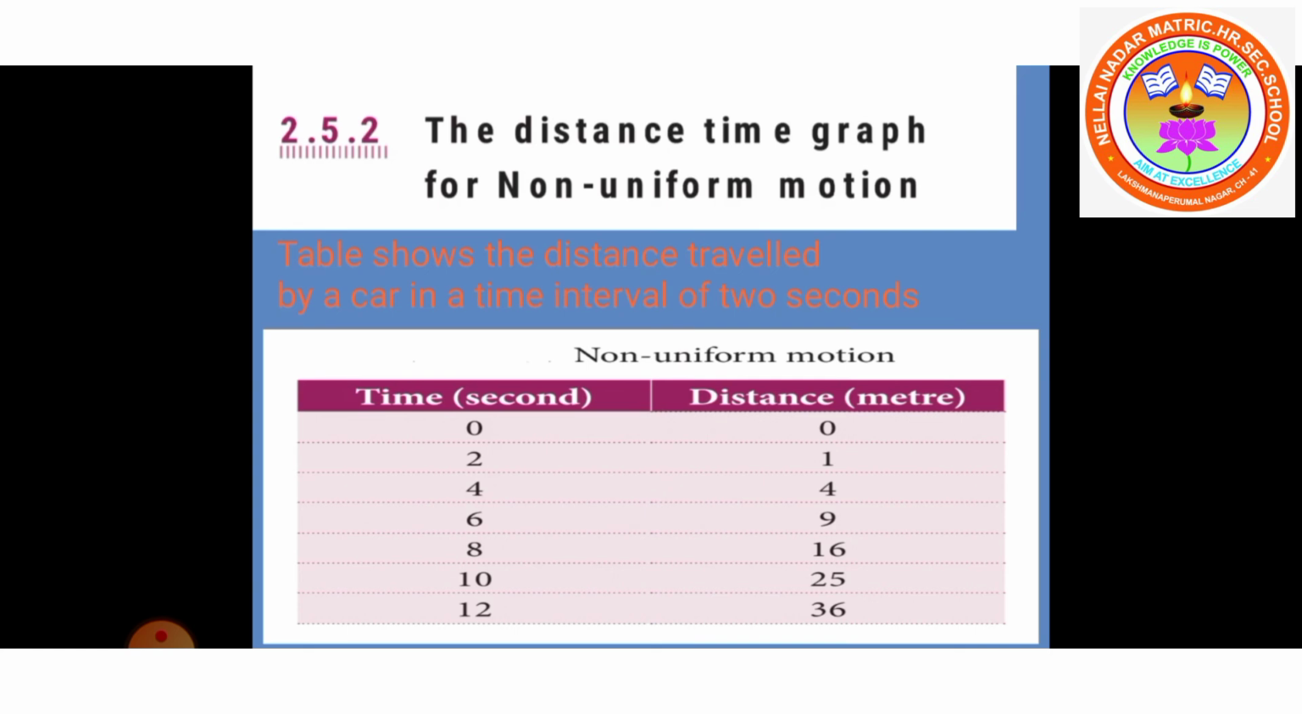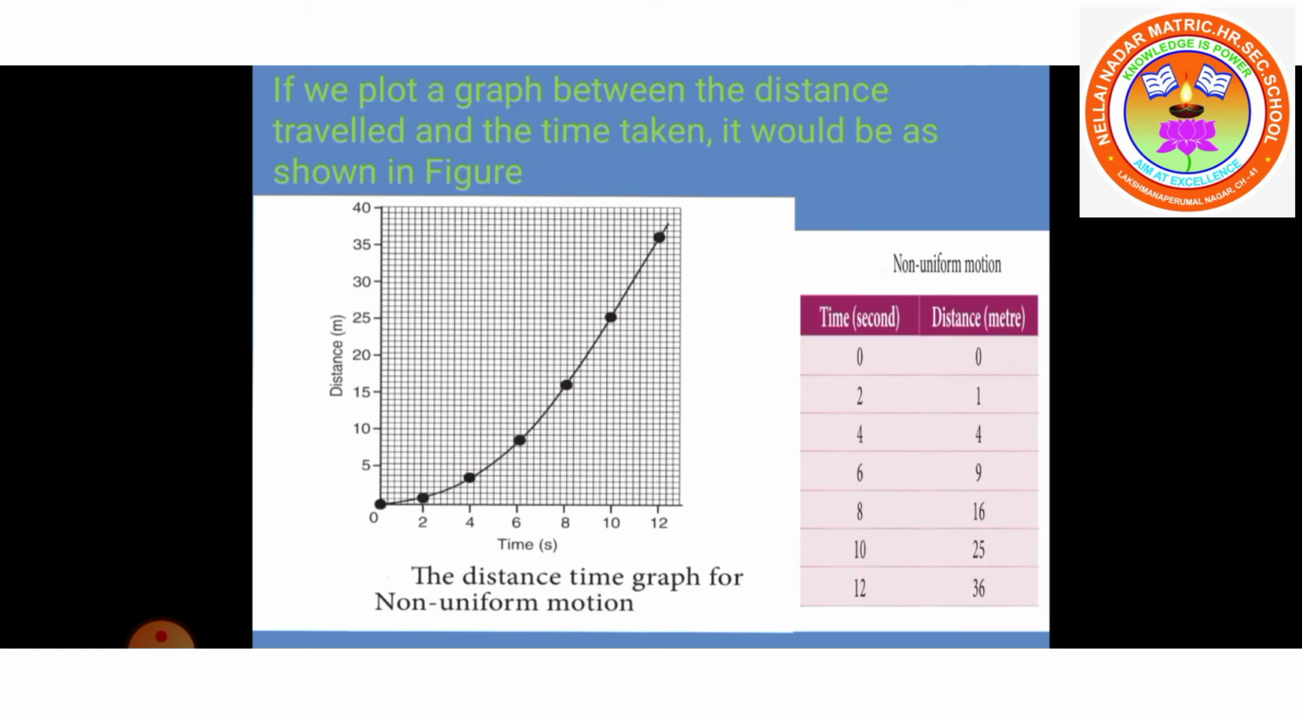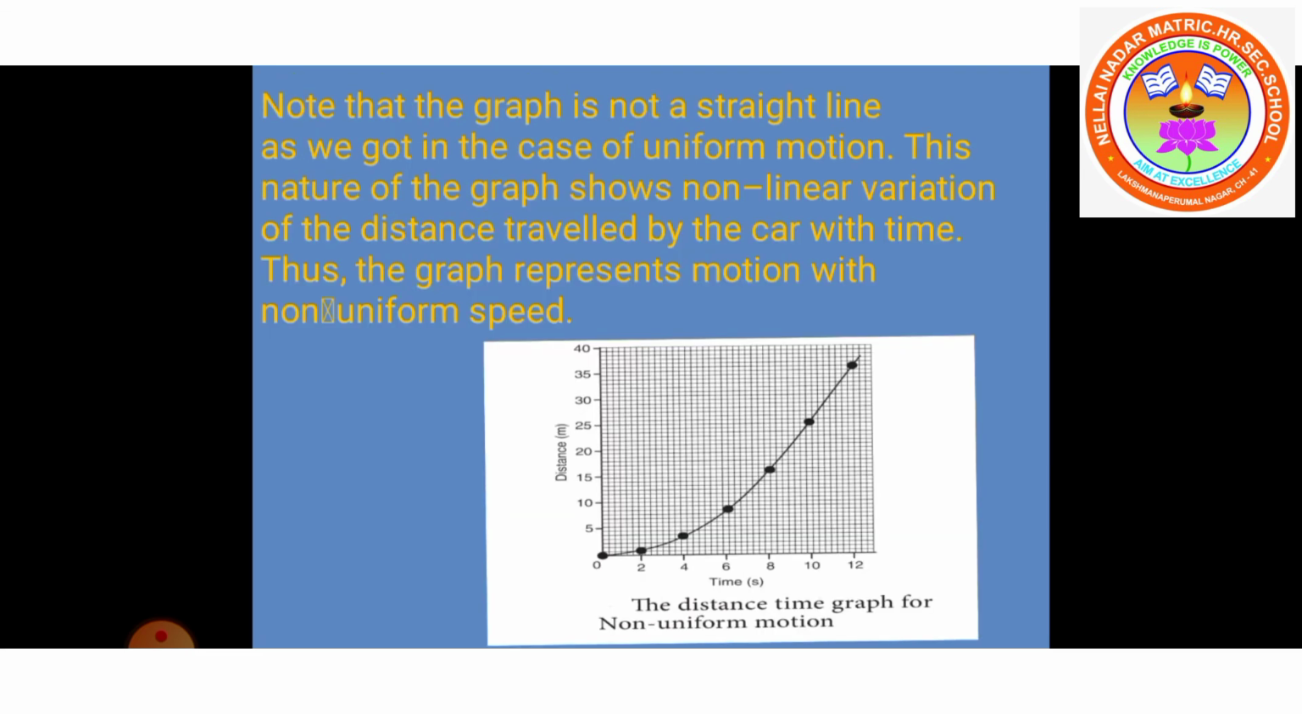Okay students, from the tabular column we draw the graph. We are taking the time in the x-axis and the distance in the y-axis, and when we draw the graph, it is not a straight line. Here the distance traveled and the time taken are given in a graph, as shown in the figure. Note that the graph is not a straight line, as we got in the case of uniform motion.